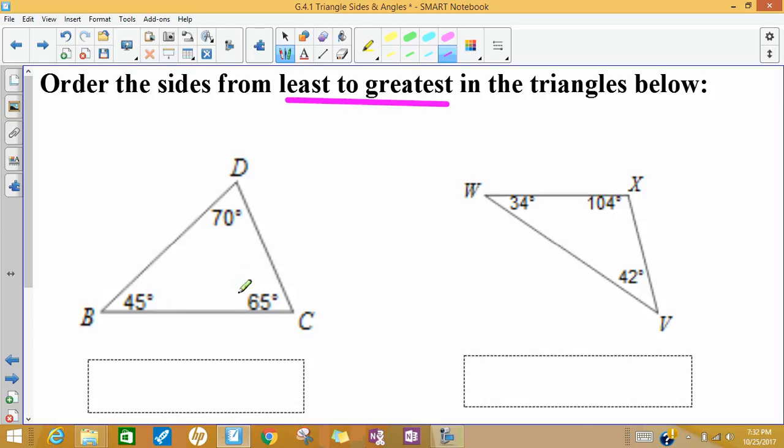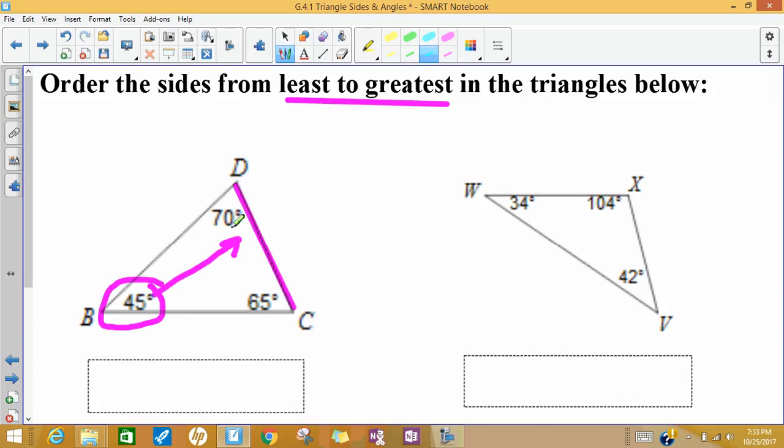So I'll go find the smallest angle. That's angle B. And the side across from angle B is side DC. Notice side DC does not touch angle B at all. That's what makes them opposite from each other. And so DC is the smallest side.